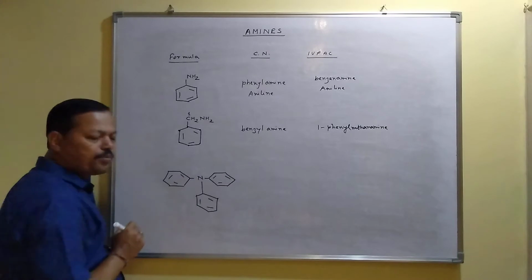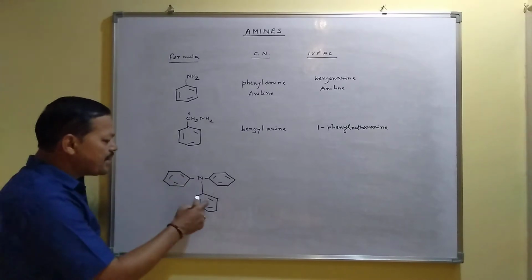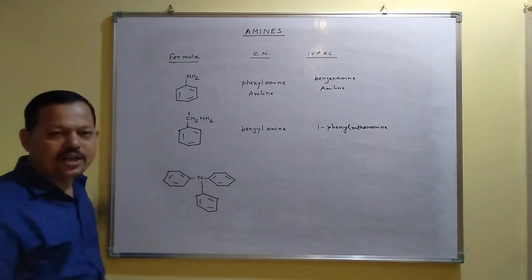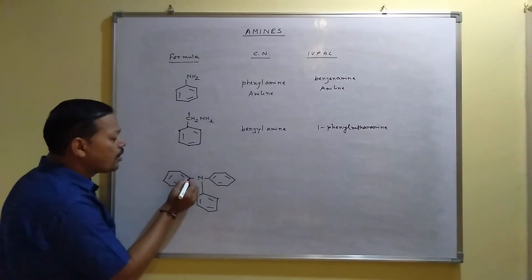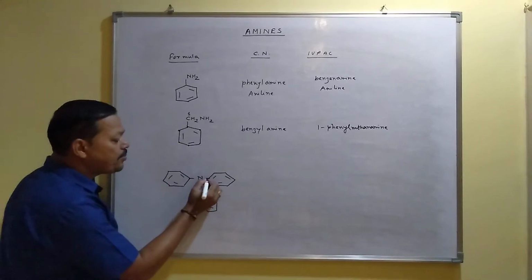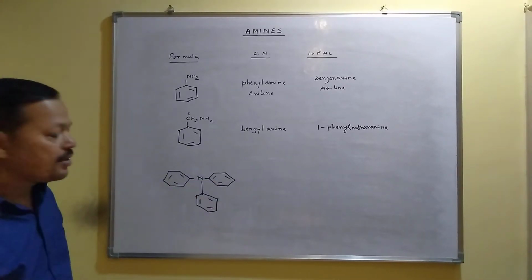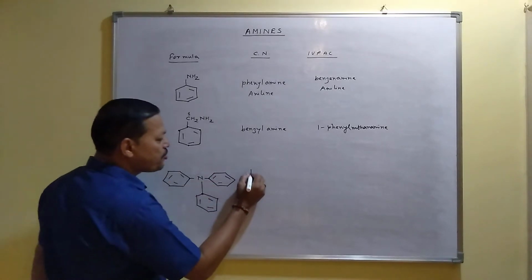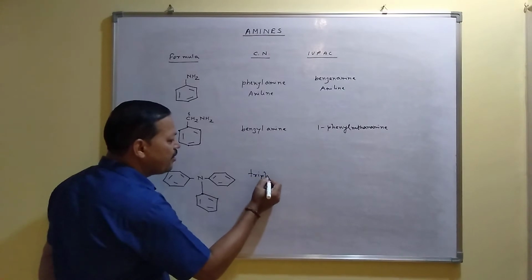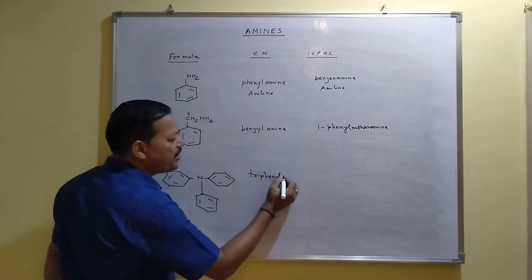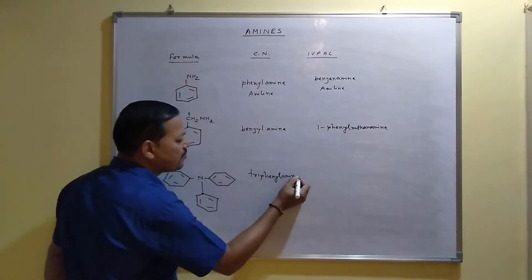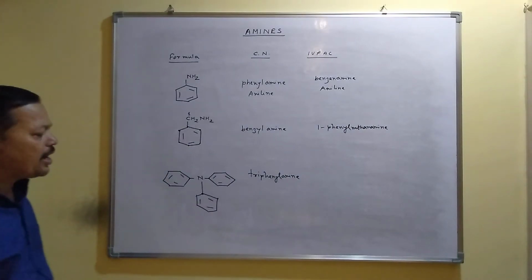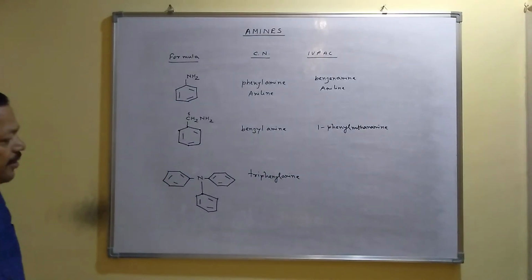Now this is one example of an amine which contains 3 benzene rings on the nitrogen atom. Benzene rings mean all 3 sides contain carbon. I mean this is one example of a tertiary amine. Here 3 phenyl rings are present, that's why it is called triphenylamine, because 3 benzene rings are present.